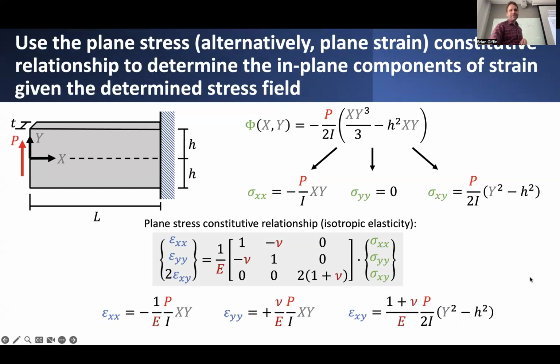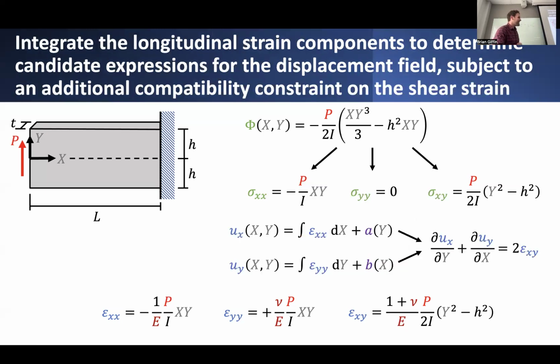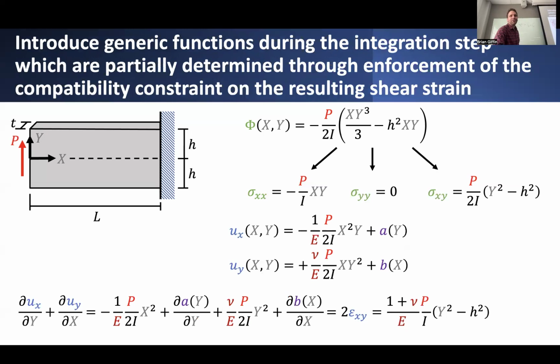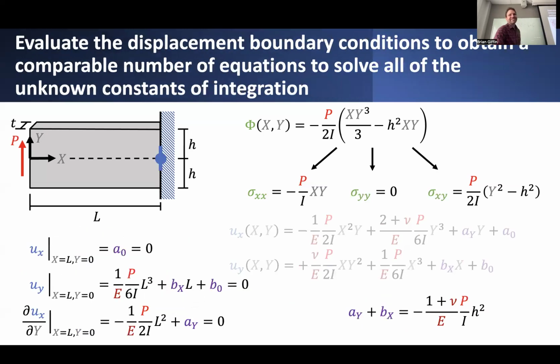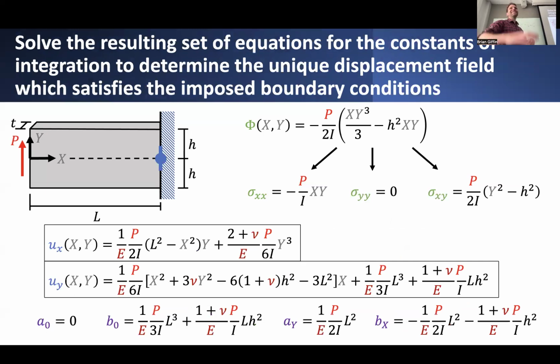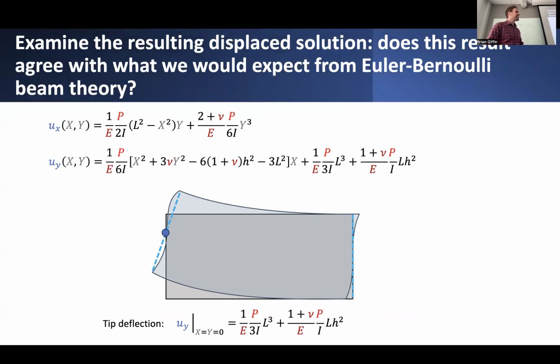So pretty cool. In doing so, I can go a few extra steps, figure out what are the strains given the stresses by my plane stress constitutive relationship, and I can do a few extra things to figure out what are the displacements. I won't bore you with the details. In the end, it takes a little extra work to get the displacements. Really, what I want you to focus on is the final result. This is the displacement field for that beam in that kind of bending mode that we've subjected to all these tractions. And I want you to ponder this for next time.